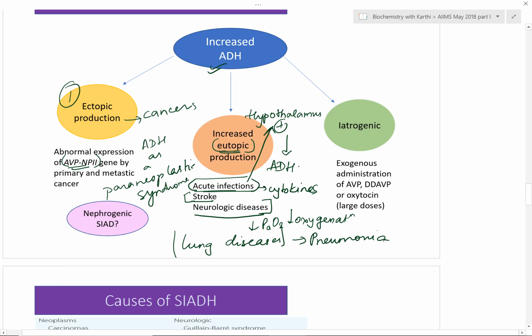There might be some iatrogenic causes for the increase in ADH, which can happen due to the administration of Arginine Vasopressin or Desmopressin, which is the treatment for diabetes insipidus. So it can go all the way to the other end of the spectrum and cause SIADH. Oxytocin in large doses also causes SIADH because it has a high level of structural similarity with ADH.